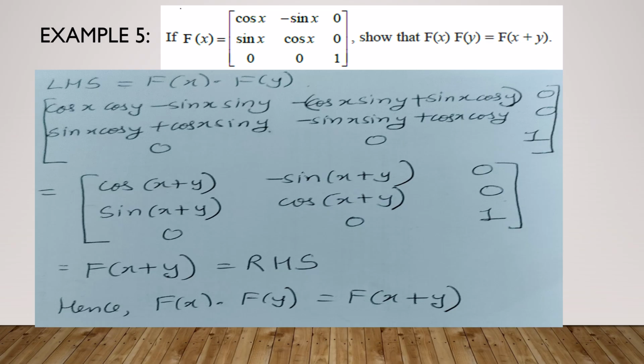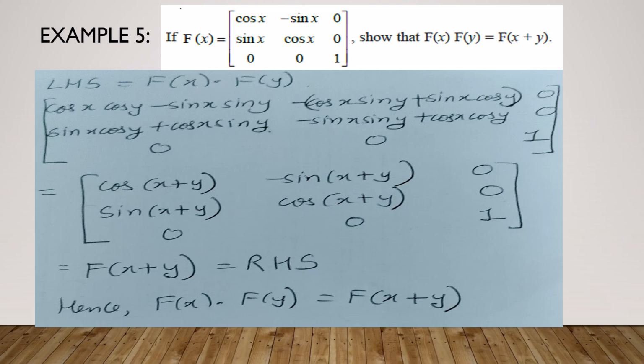Second term, take out minus common. First row, second column element. That means you take out minus common, you will get cos x sin y plus sin x cos y. That is again sin of x plus y. So second term is minus of sin x plus y. Similarly, all other terms, if you simplify, you will get this.